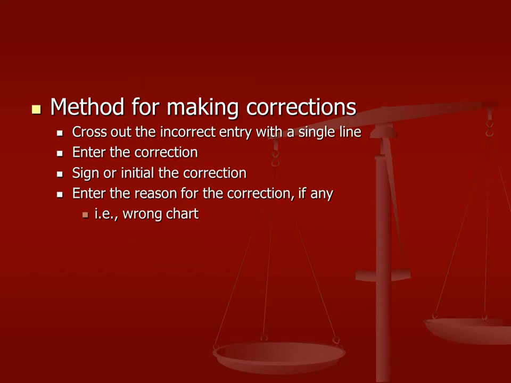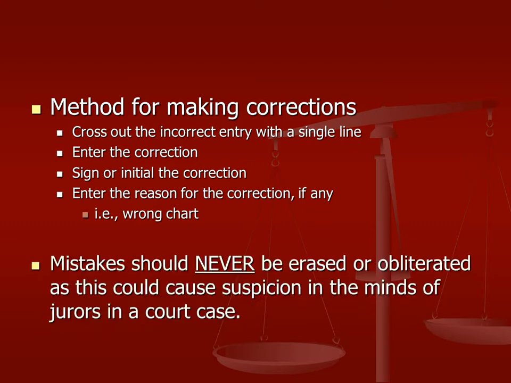Just cross out the incorrect entry with a single line, enter the correct information. It needs to be signed or initialed, and usually, I didn't put it up here, but dated, and then the reason for the correction. For example, it was written on the wrong record, wrong patient chart, and that happens. You'll see that somebody picks up the wrong record and starts to write in the progress notes and then realizes, oh no, I have the wrong patient's chart, and so it's not a big deal. But the main thing, the original entry should never be erased or obliterated in any way.